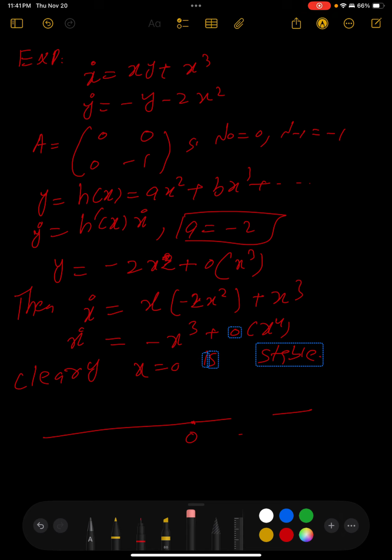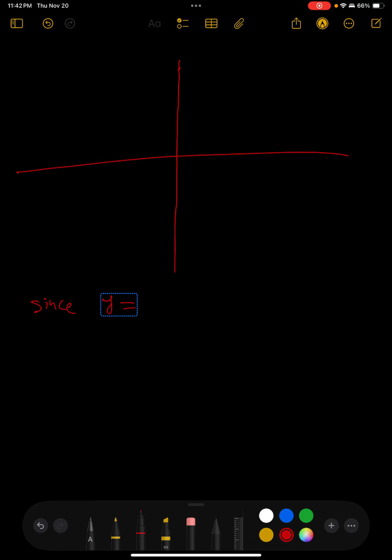My x dot is negative, so decreasing. And if my x is negative, my x dot is positive, so increasing. Clearly stable. We can see that the solution is moving from both sides towards 0. But what about the phase portrait for this system? The solution is stable. So again, since y was minus 2x squared, the equation is this thing.